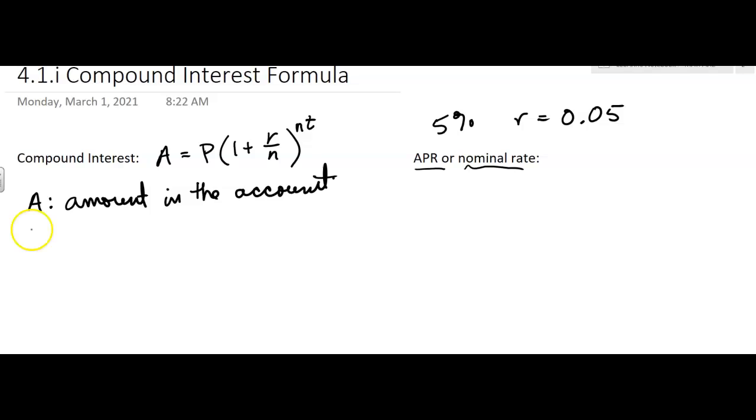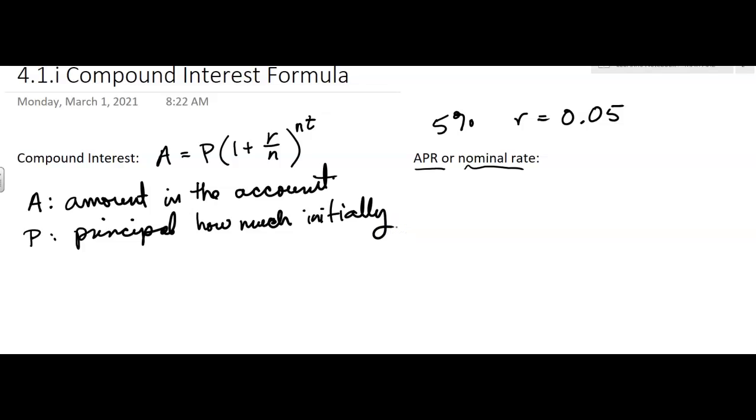Okay. P represents principal. That is how much money you're starting with, initially. So that's how much money you put in. Maybe I put $10,000 into this account. And then the 1, we talked about the 1. The R, we talked about the R. That's going to be based on your percentage rate. It's the rate of interest, but as a decimal.